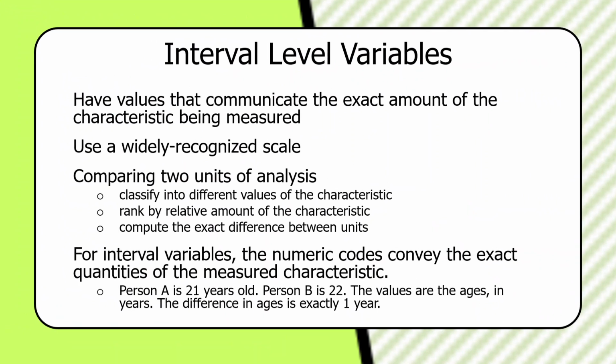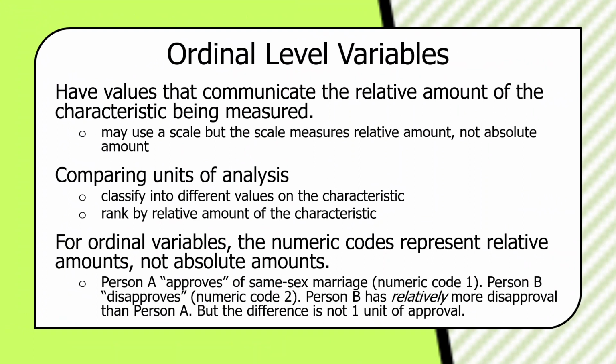Ordinals. Ordinals can be very confusing because they always have numeric codes. The codes of ordinal level variables communicate the relative amount of the characteristic being measured. They may use a scale, but the scale measures relative amount, not absolute amount. We'll have more to say about ordinal scales here in a few minutes.